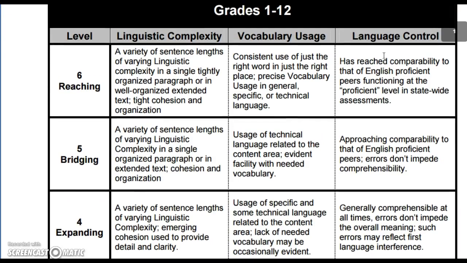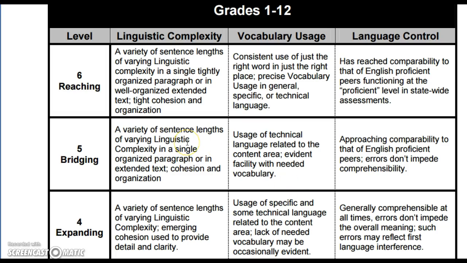At level 4, students are always comprehensible. At all times, they are comprehensible. This is because their linguistic complexity is at the point where they're using a variety of different sentences. So they're always comprehensible, and usually their errors don't impede the overall meaning. However, they may be affected by first language interference.